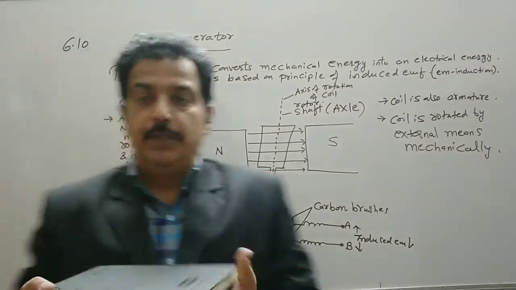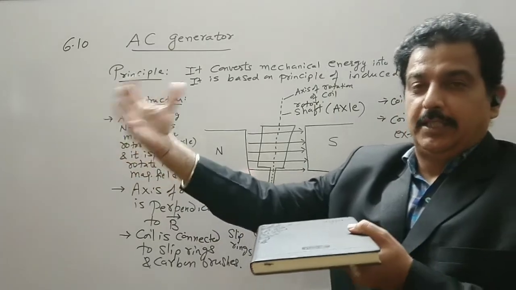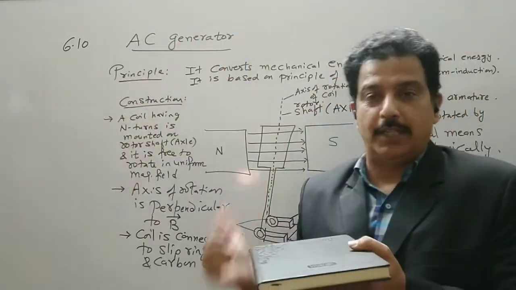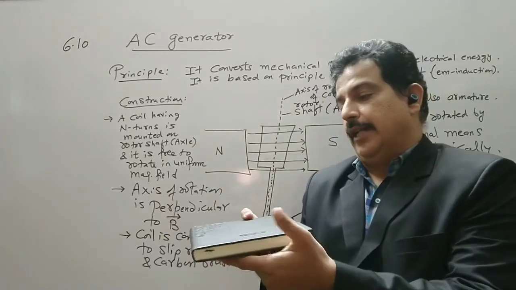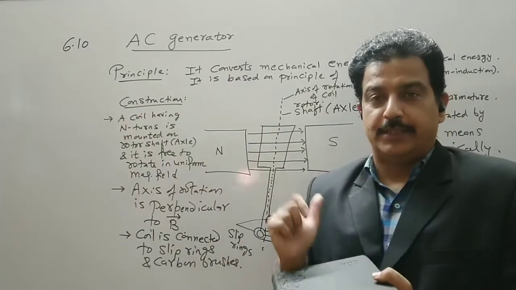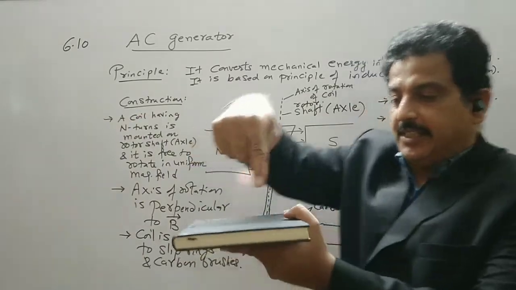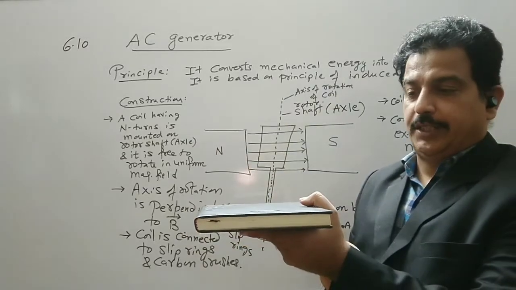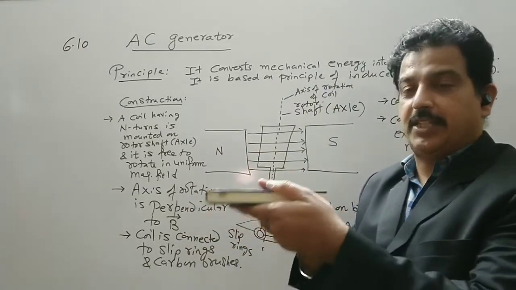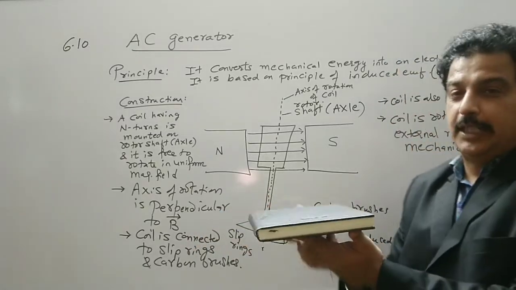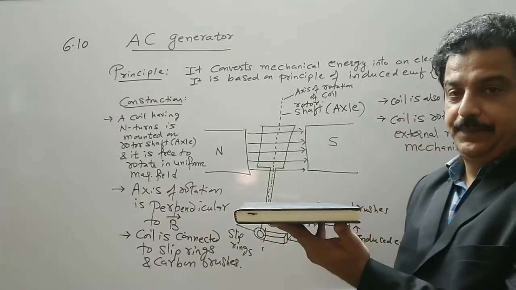Let us assume that this side is a north pole. So we have this wall as a north pole and this wall as a south pole, then the magnetic field is from north to south. This is the axis of rotation, and this is how the coil is placed initially. So initially we assume that a coil is placed like this.